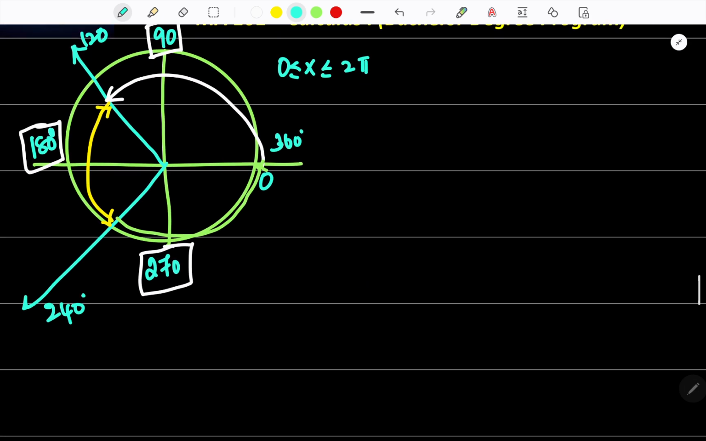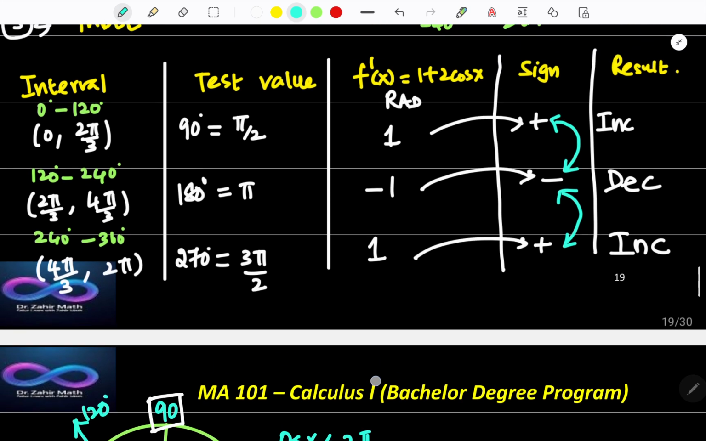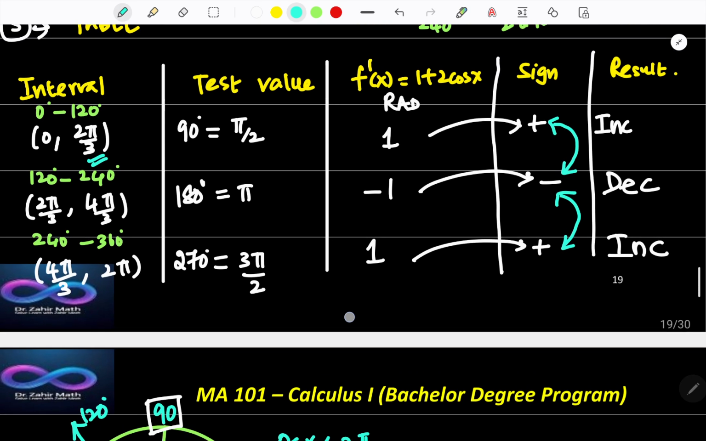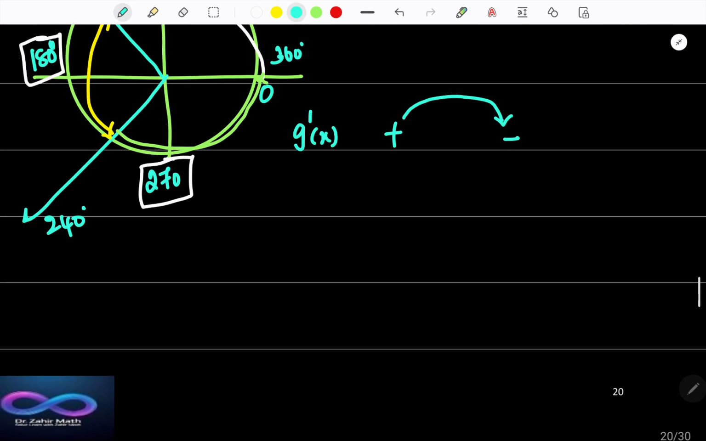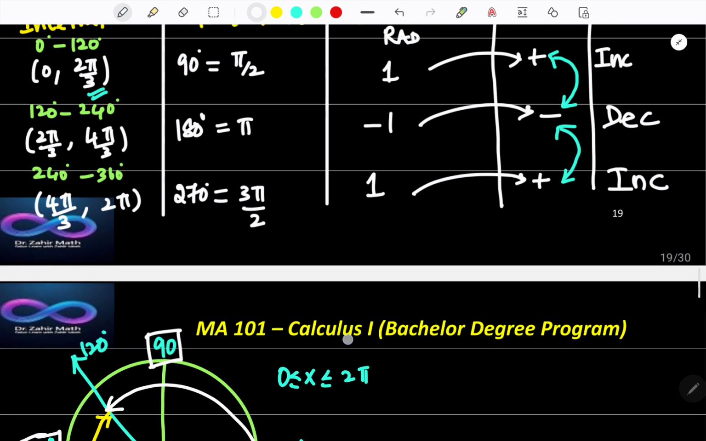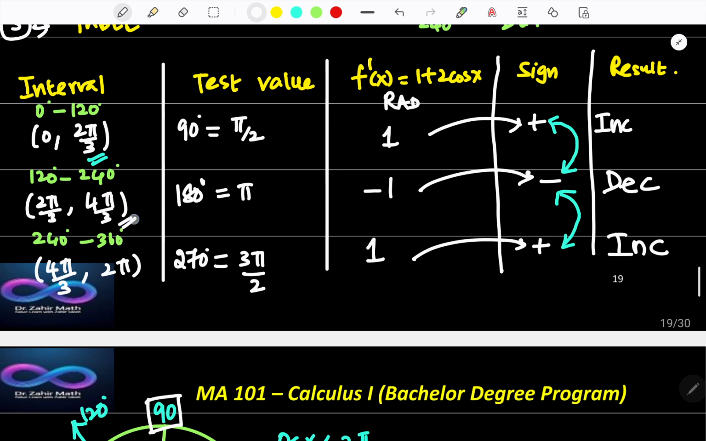So I'm going to write it. g dash of x changes from positive to negative. At which point is it changing? This is the point. So at x equal to 2 pi by 3. So I'll write at x equal to 2 pi by 3. The next, negative to positive. Where does it change?